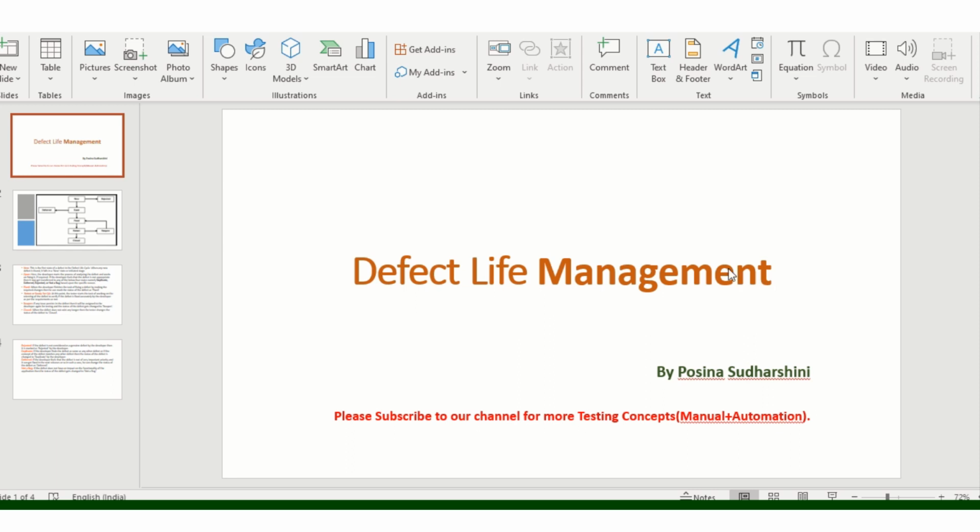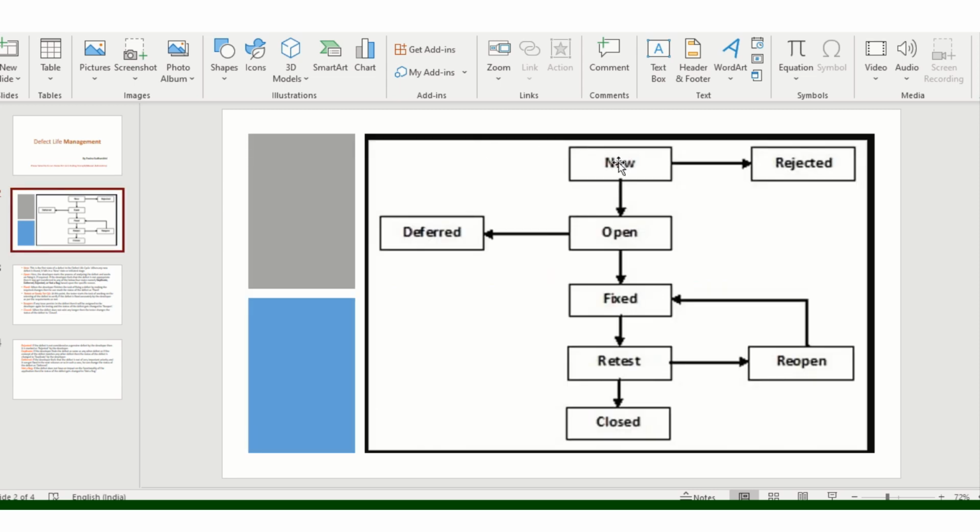These days in the interviews, as part of testing and QA, they mostly ask about defect life management. In defect life management, these are the stages we have: new, open, rejected, deferred, fixed, retest, reopen, and closed.